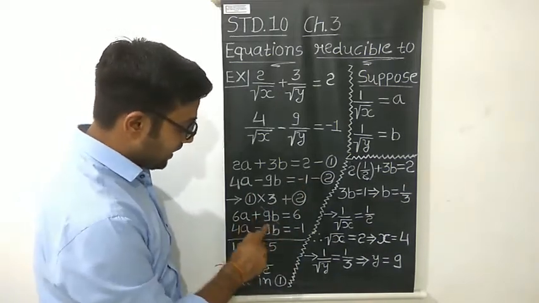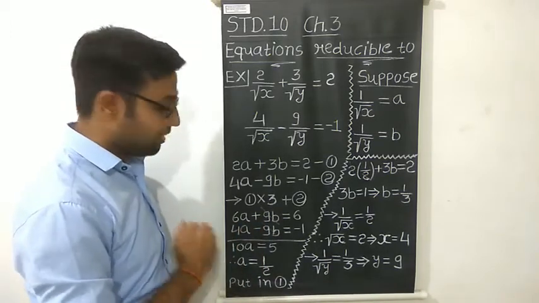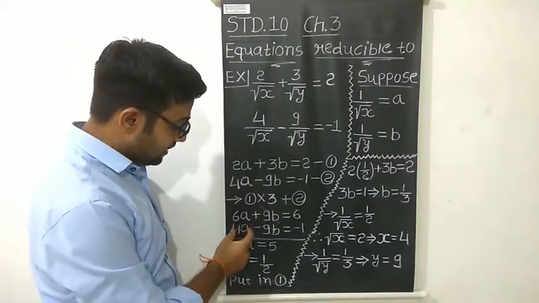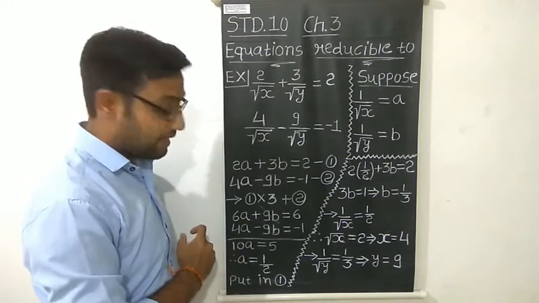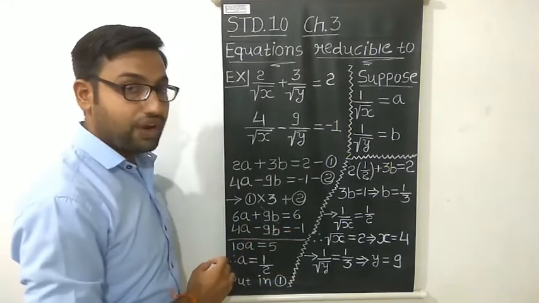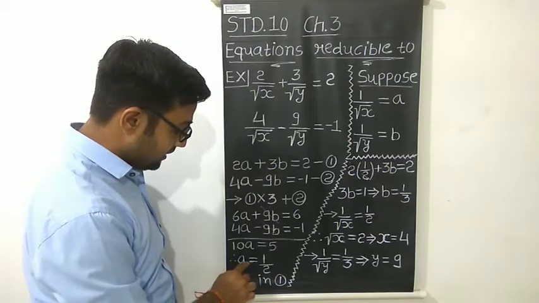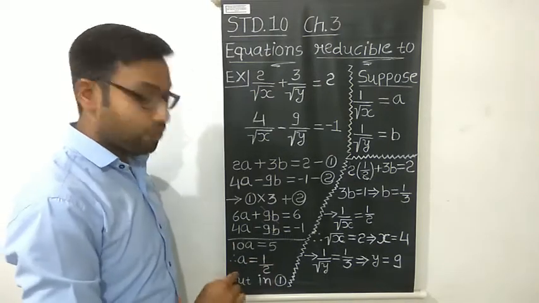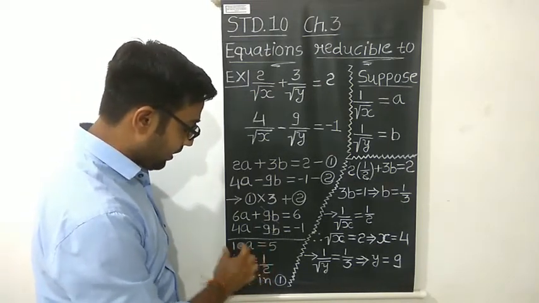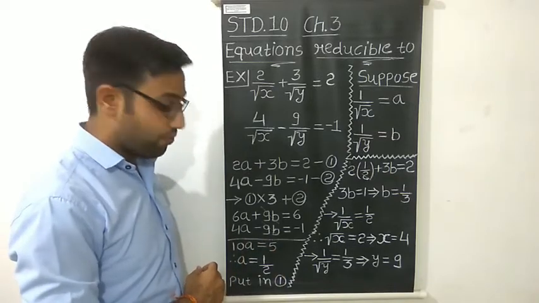Now this 9b and minus 9b will cancel out each other. 6a plus 4a is equal to 10a. 6 minus 1 is 5. So now our a is equal to 1 upon 2, because here we will get 5 upon 10, that is equal to 1 upon 2.